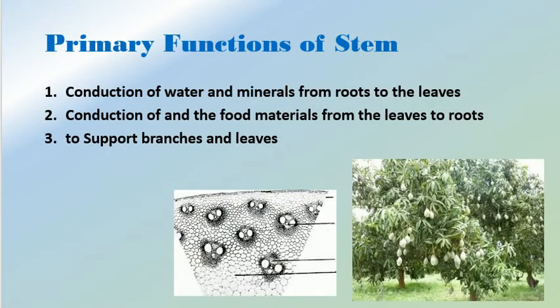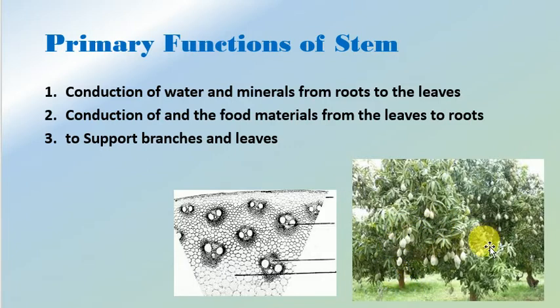Now we will discuss the primary functions of the stem. So the main function of the stem is the conduction of water, minerals and the conduction of food material. As we know that water is present inside the soil, so the roots take up the water, and through the stem tissue it reaches up to the branches, leaves, flowers and fruits. Whenever the water is required, it is translocated via stem tissues.